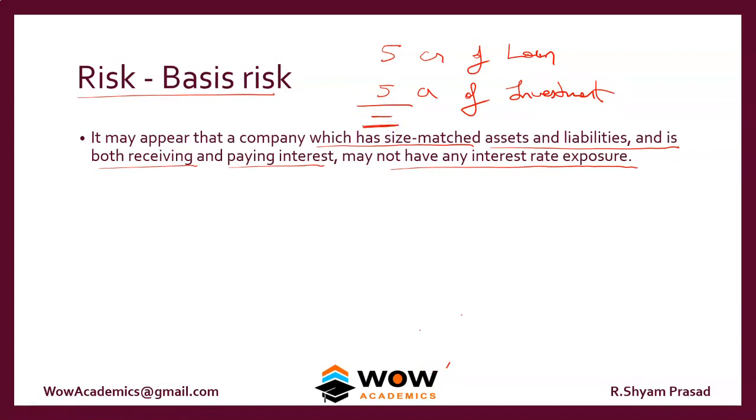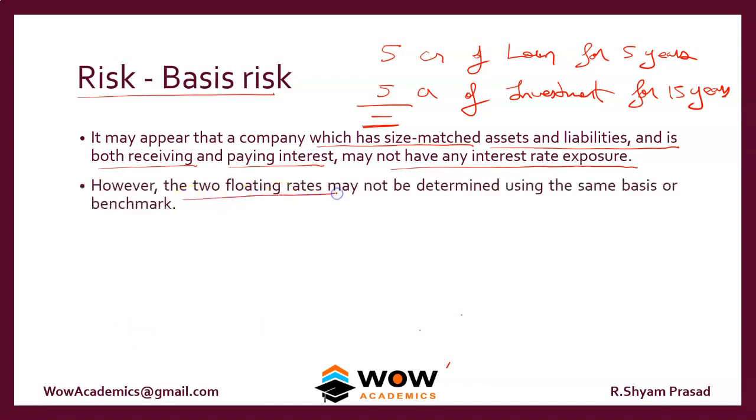But the problem, he says, is if they are not going to have the same maturity dates, then there's going to be a problem. For example, the loan is for 5 years, and the investment is for 15 years. Now will the interest rates for both the instruments move in the same way accordingly? The answer is no.